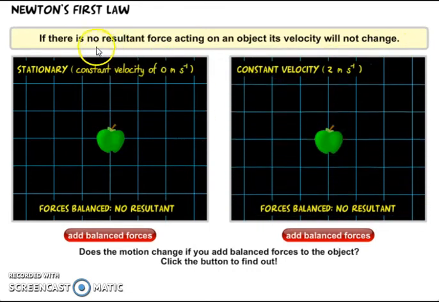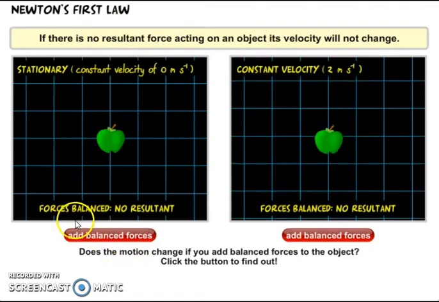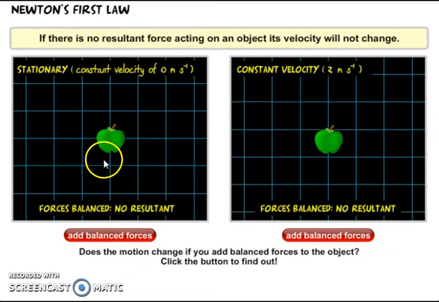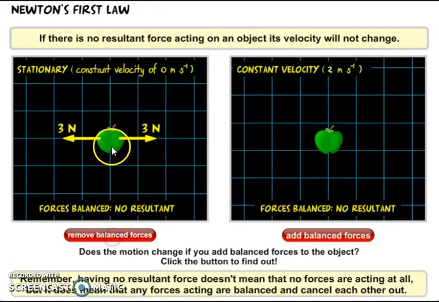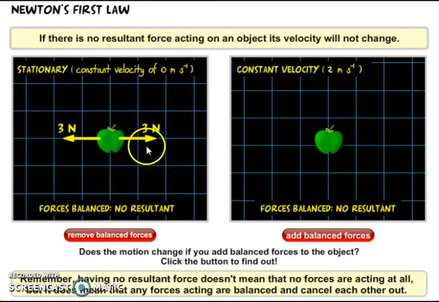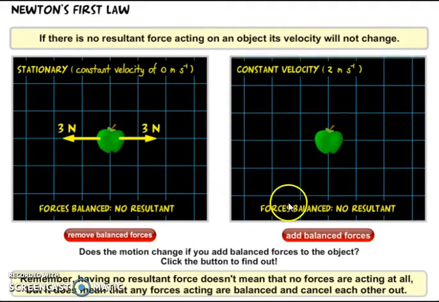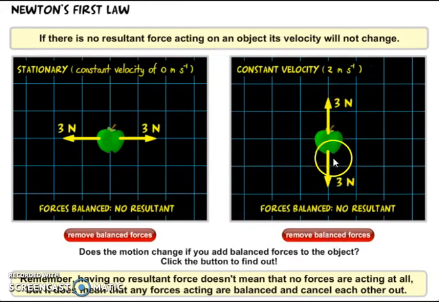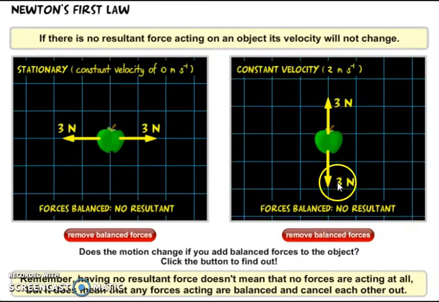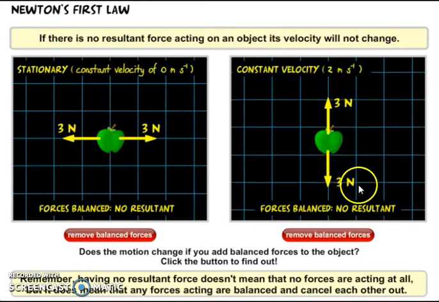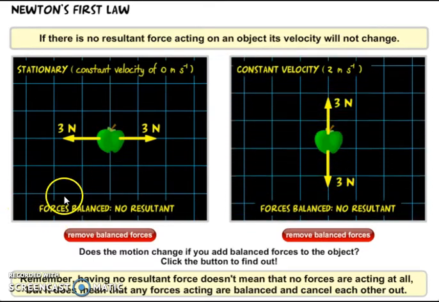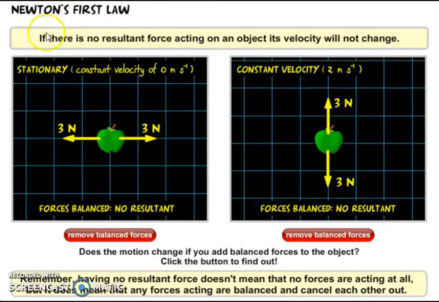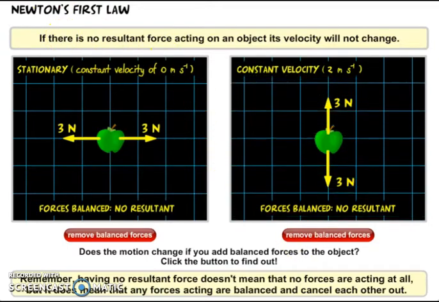So what does that mean? It means no resultant force. How can you tell here? Whatever force is pulling it, there will be a zero resultant force over here. Again, 3 minus 3 is 0 resultant force. Zero resultant force basically means that the forces are balanced. That, in a nutshell, is Newton's first law.